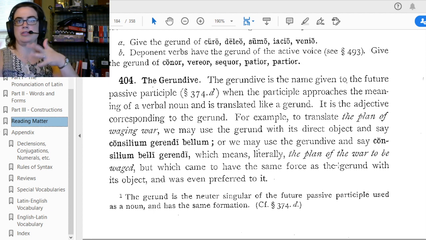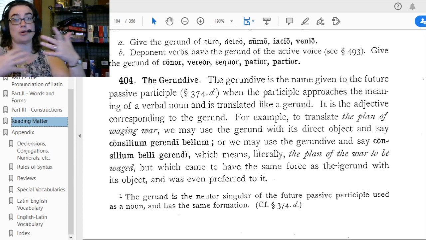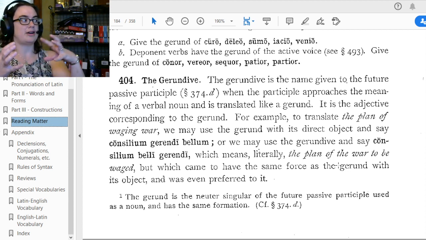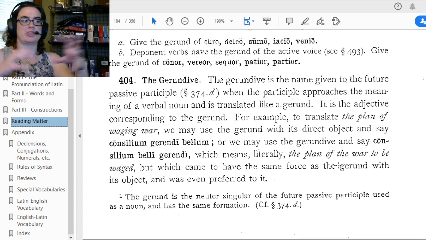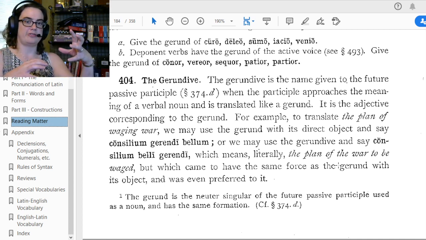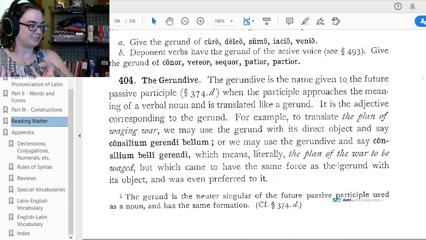By overcoming the Gauls, blah, blah, blah, blah, blah. Latin, being Latin, likes to have more forms. And so instead of using a gerund with an object, it likes to use a gerundive, like an adjective, modifying the noun that is its object.